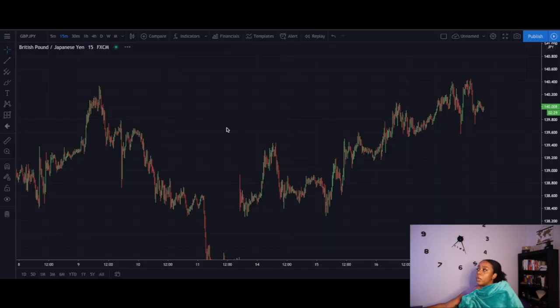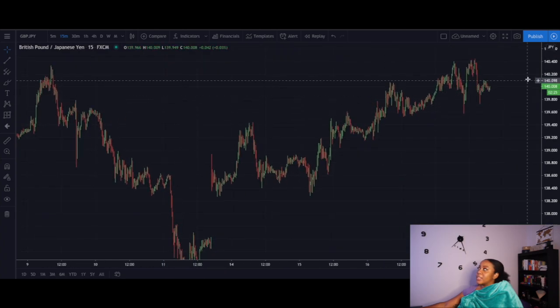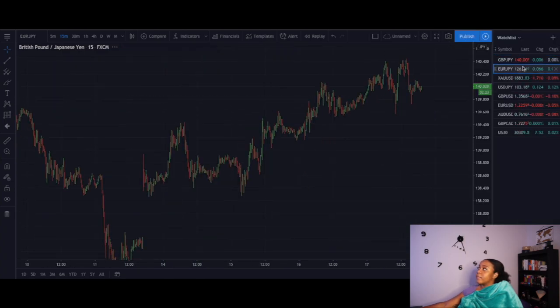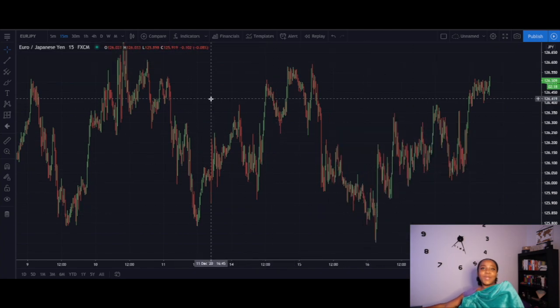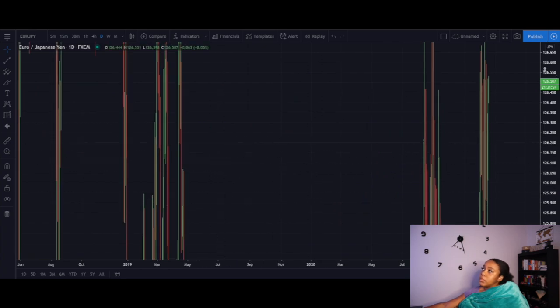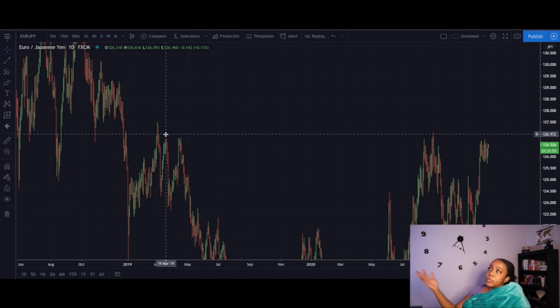As you can see, we have GJ, and why not backtest GJ? Actually, let's backtest EJ. Let's clear this chart and switch it up on y'all. Yeah, we have EJ. I personally have the pro version of tradingview.com. If you don't know, this is tradingview.com.